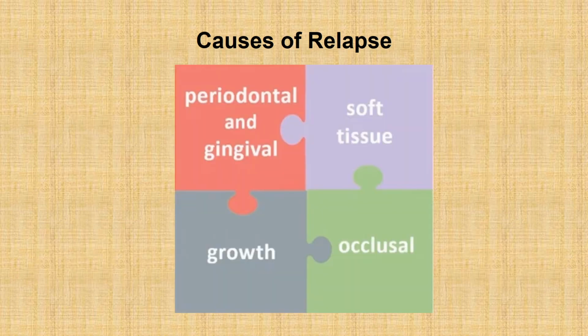Now, what are the causes of relapse? Now, there are 4 or 5 large groups. Okay, here it's outlined the 4 groups. One is the periodontal and gingival factors. Number 2 is soft tissue factors. Number 3, growth factors. Number 4, occlusal factors. Now, some investigators also mention a fifth factor, which is the habits. Okay, whereas some authors include it within the occlusal factors.